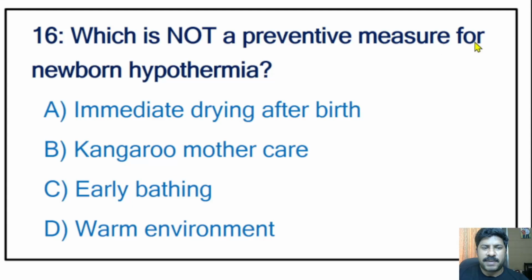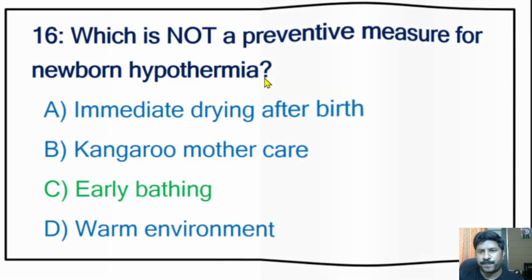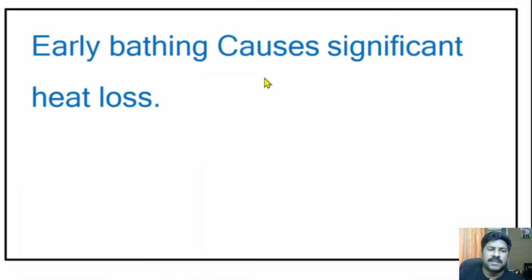Which is not a preventive measure for newborn hypothermia? Immediate drying after birth, kangaroo mother care, early bathing, warm environment. So the correct answer is early bathing, which is not recommended in newborns because it may cause hypothermia. All other methods are used to prevent hypothermia, that is immediate drying after birth, kangaroo mother care, warm environment. These are the measures used to prevent hypothermia in newborns. Early bathing causes significant heat loss that may lead to hypothermia.